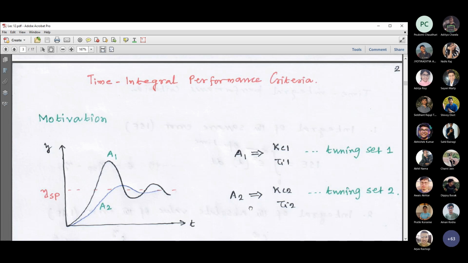Now my question is, tuning set 1 provides something minimum. What is that? And tuning set 2 corresponds to also something minimum. What is that? Can you tell me, student? If I use tuning set 1, which one is minimum? Which criteria is minimum? Time period. What time period? The tau. What is tau?